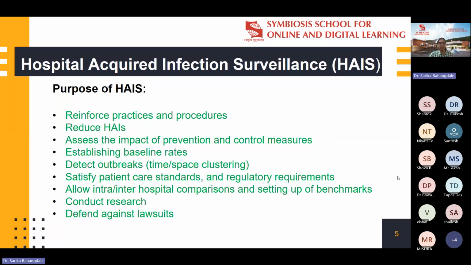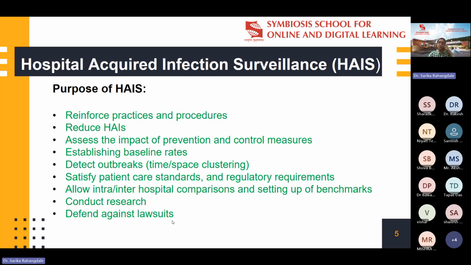It also serves to satisfy patient care standards and regulatory requirements, to conduct research, and, of course, to defend against lawsuits. It has also been established in developed countries that surveillance of HAIs raises awareness, improves care, and ensures patient safety. However, this is only possible when surveillance and infection prevention are accepted by each and every person in the hospital along with the patient, by both the administrative staff and the clinical staff.